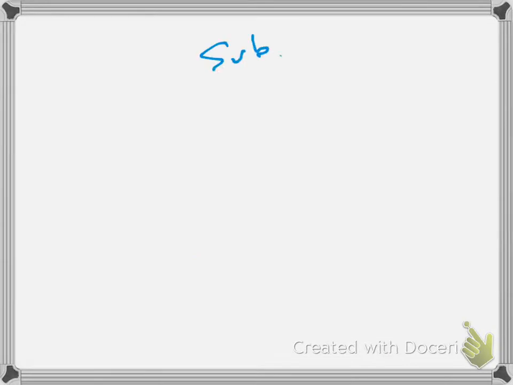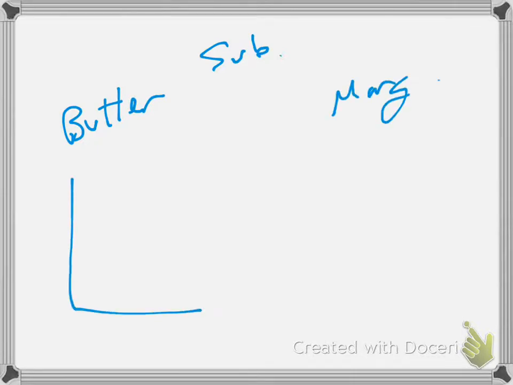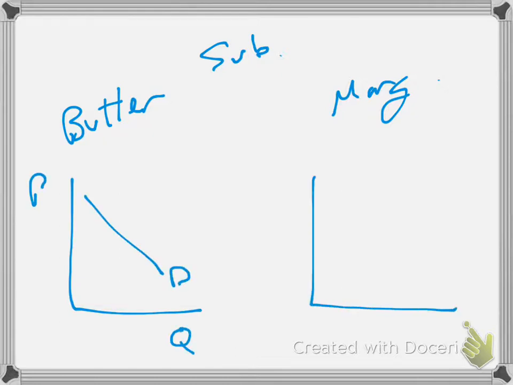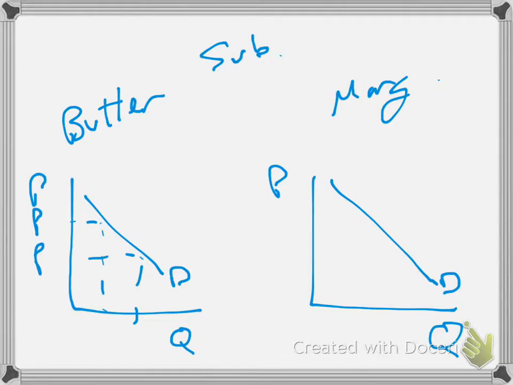Substitutes. Let's just do butter and margarine. You can see where this is going. Price, quantity, demand, price, quantity, demand. Okay, butter. You lower the price of butter. Price, P1, Q, Q1. You change the price on butter, you will sell more butter. The quantity demanded increases. And what happens to the demand for margarine when butter got less expensive?